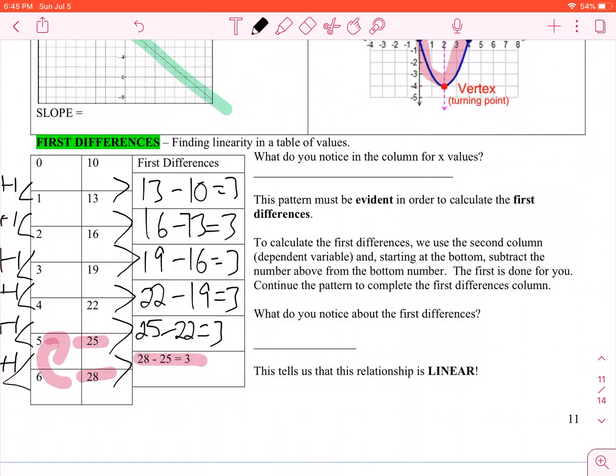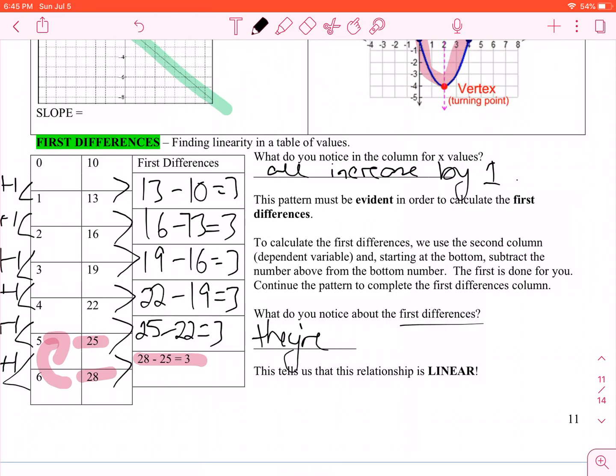Okay, so what do you notice about the column for the x values? They all increase by 1. Okay, what do you notice about the first differences? They're, oops, it's not agreeing with me today.